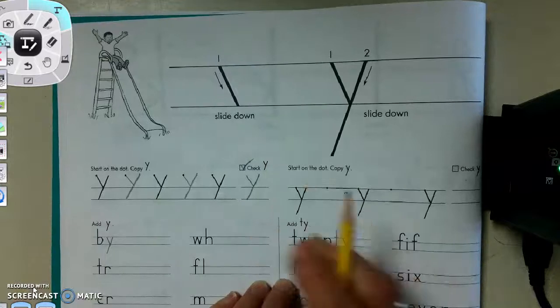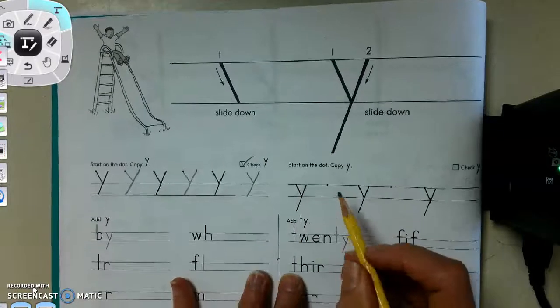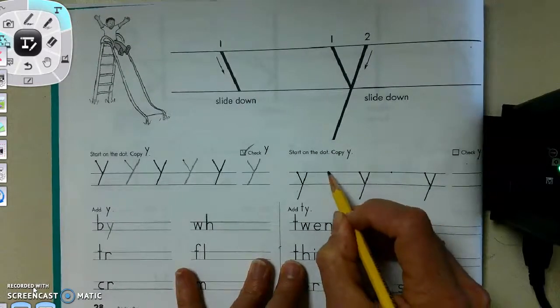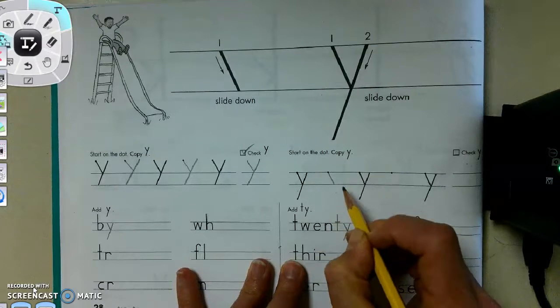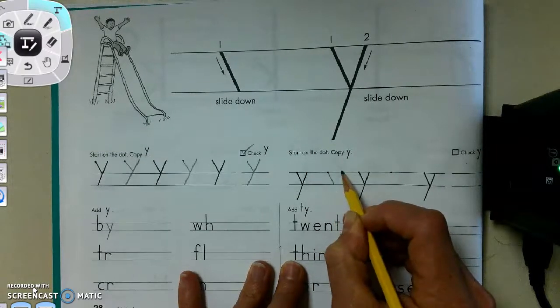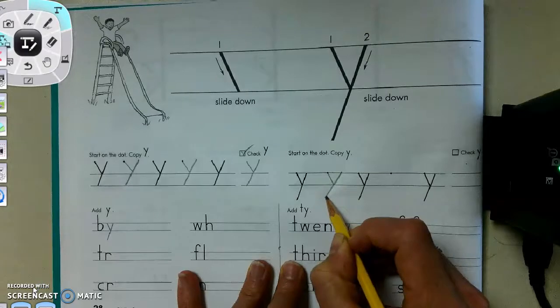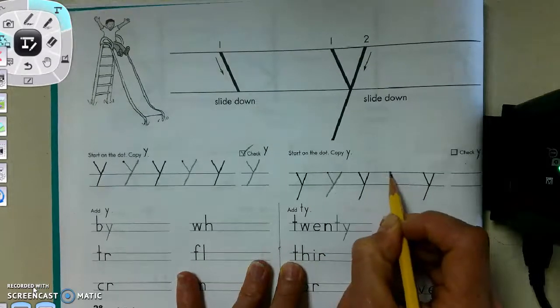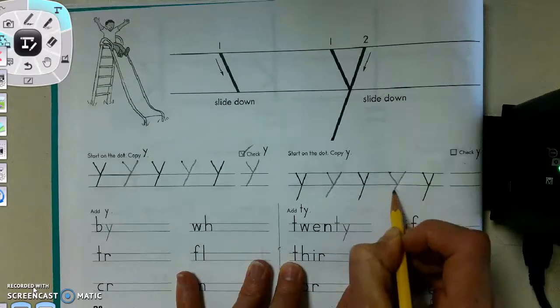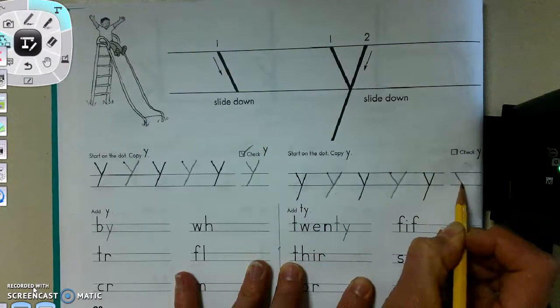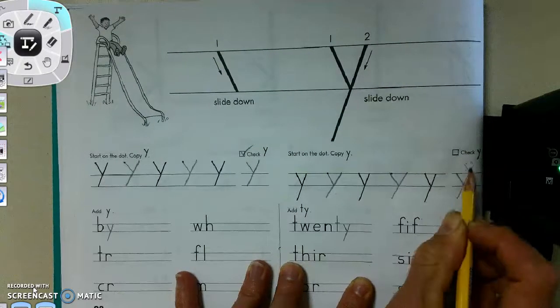Check. All right, then you've got your lowercase y, and this one goes below the line. So slide and bump, and then go back to the top and bring this one low. Slide and bump, back to the top, low. Slide and bump, back to the top, low.